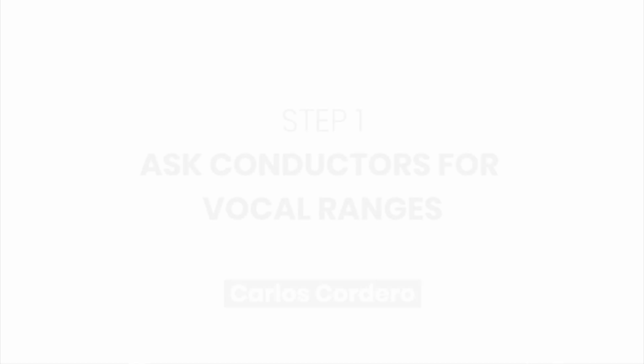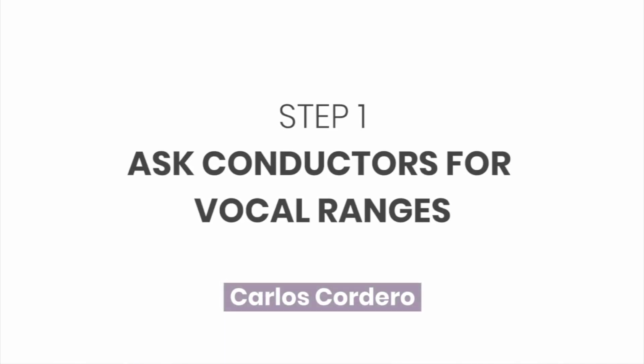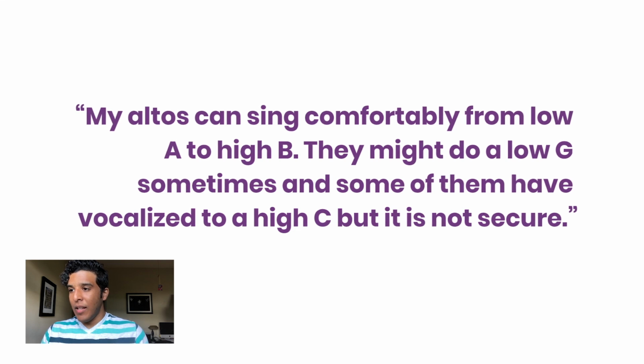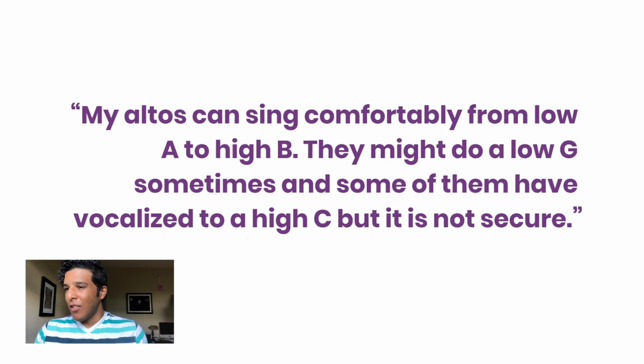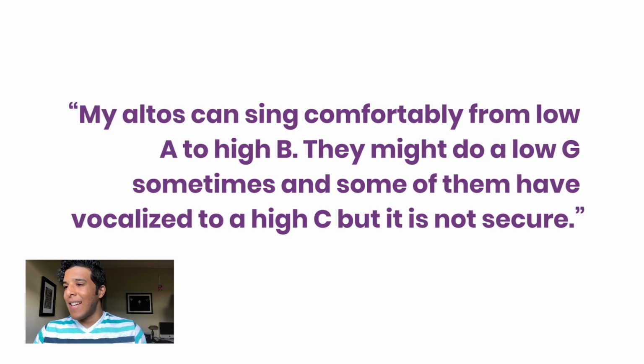Step 1. Ask conductors for vocal ranges. I always ask the conductor of the choir that I'm working with for a list of vocal ranges of each section. Be sure to ask for the possible pitches and the preferred pitches list. Their answer might sound something like this. My altos can sing comfortably from low A to high B. They might do a low G sometimes, and some of them have vocalized to a high C, but it is not secure.